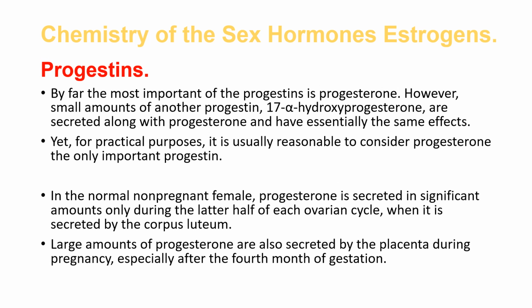Progestins. By far the most important of the progestins is progesterone. However, small amounts of another progestin, 17-alpha-hydroxyprogesterone, are secreted along with progesterone and have essentially the same effects. Yet, for practical purposes, it is usually reasonable to consider progesterone the only important progestin. In the normal non-pregnant female, progesterone is secreted in significant amounts only during the latter half of each ovarian cycle, when it is secreted by the corpus luteum. Large amounts of progesterone are also secreted by the placenta during pregnancy, especially after the 4th month of gestation.